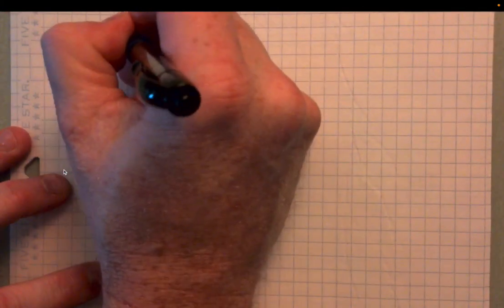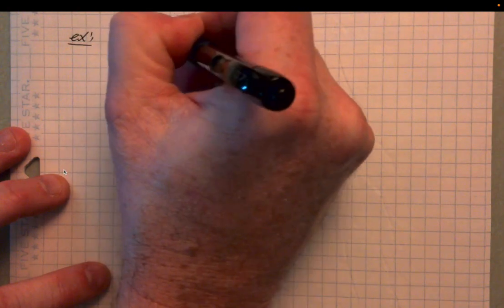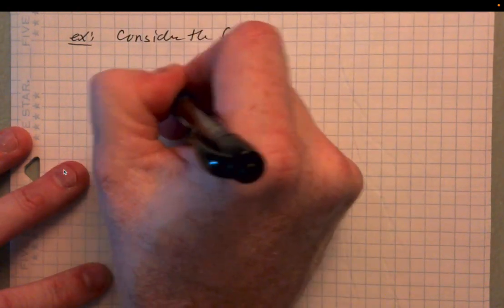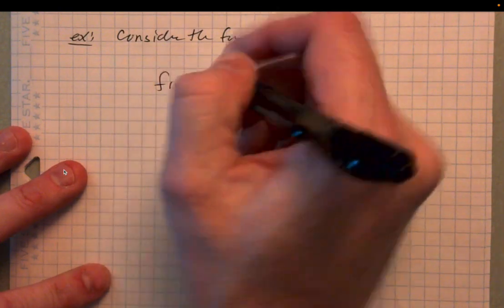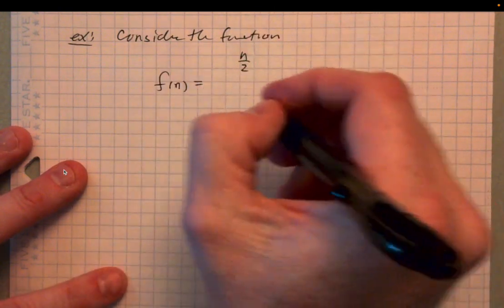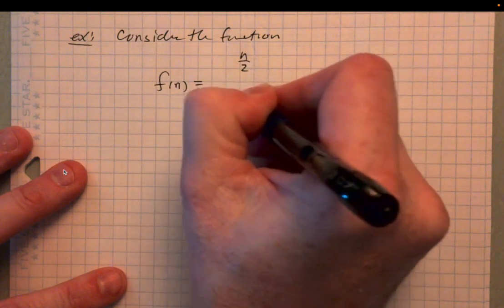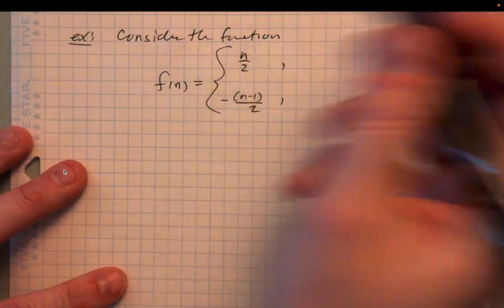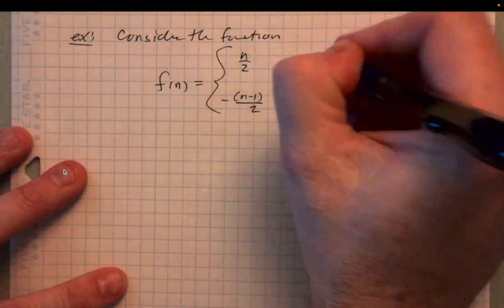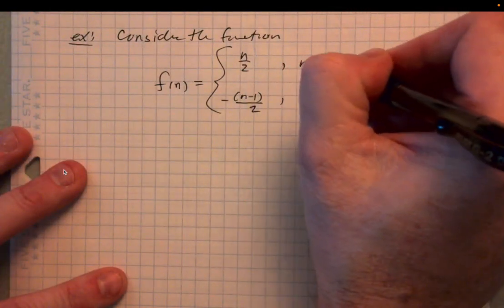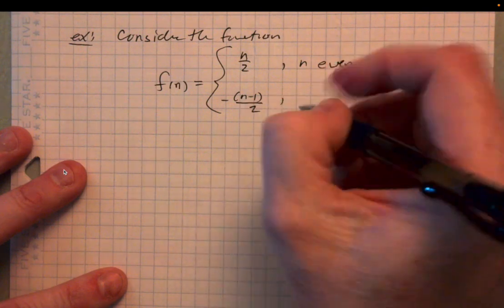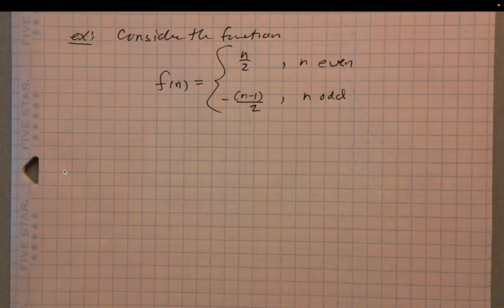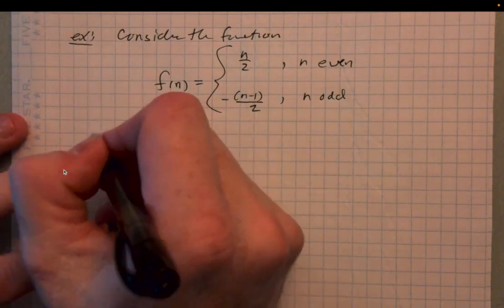Let's consider this function, and I'll write it out here. f of n equals n over 2, and negative (n minus 1) over 2. In this case, it's a piecewise function, obviously, so the top piece is for when n is even, and the bottom is for when n is odd. What does this function do?